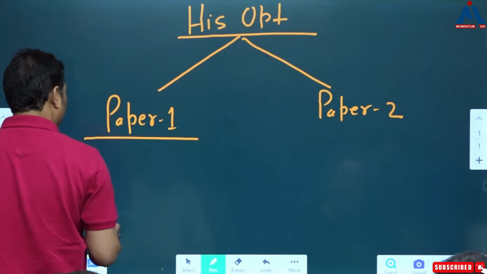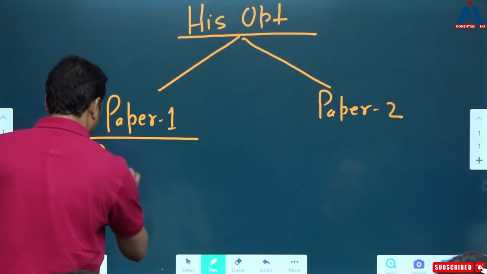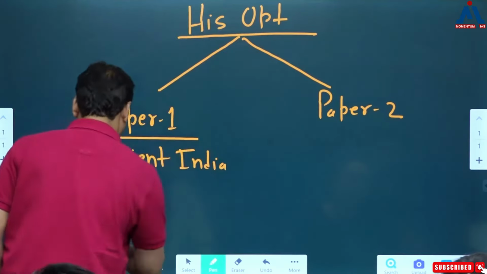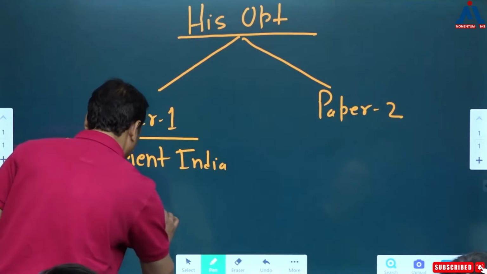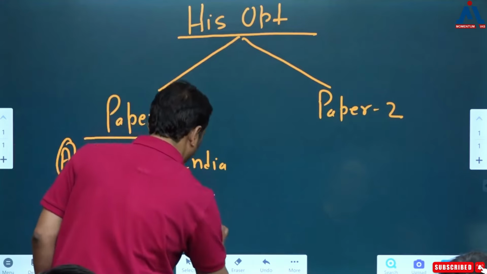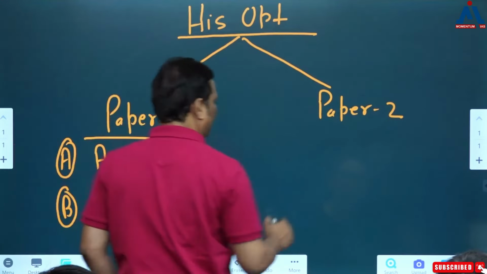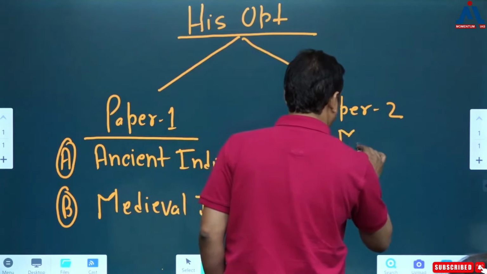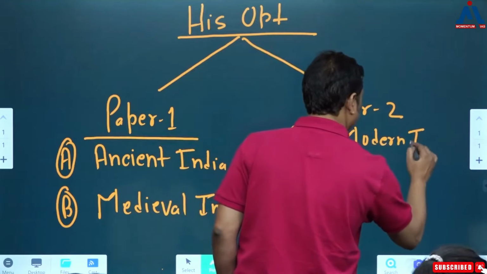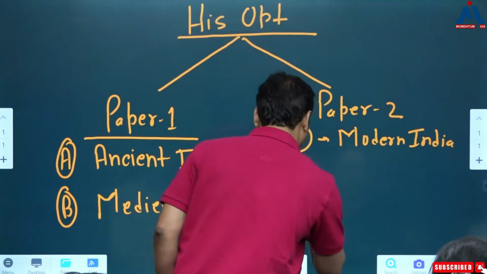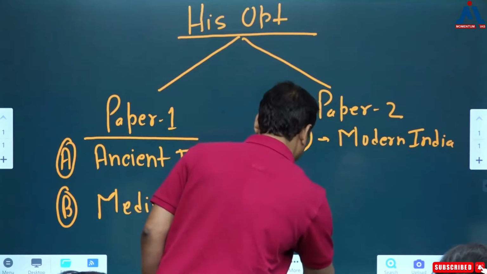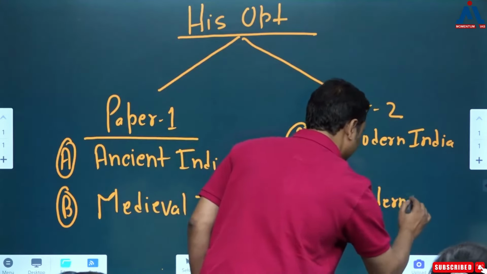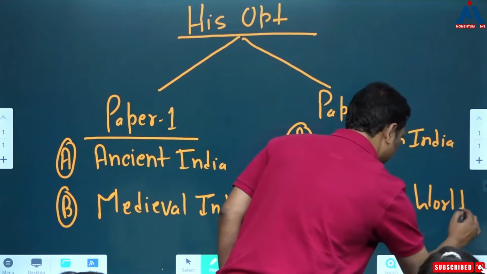In part A, what are the portions which are falling? That is ancient India. In part B, you find medieval India. Here again, there are two parts. This is part A. In part A, it is modern India, and part B, it's not world history, it's modern world. Correct?